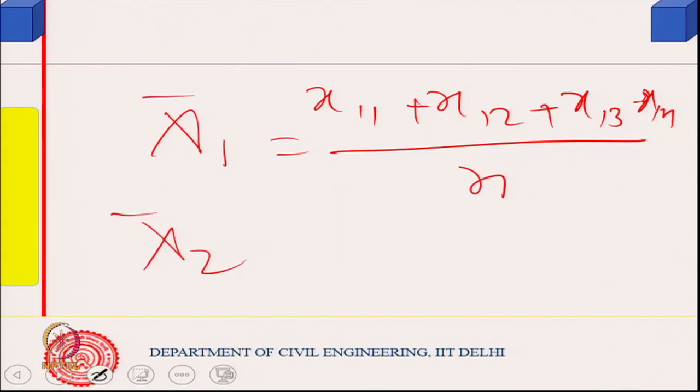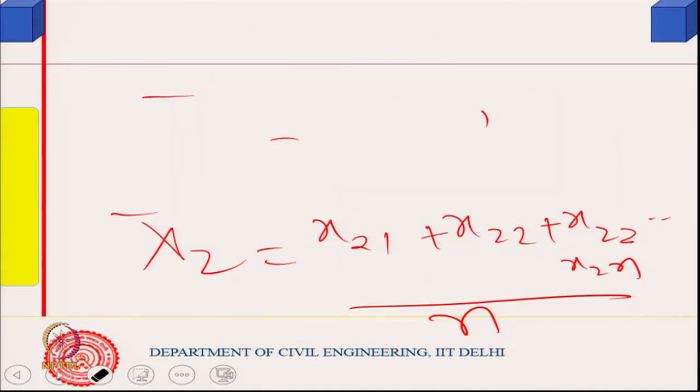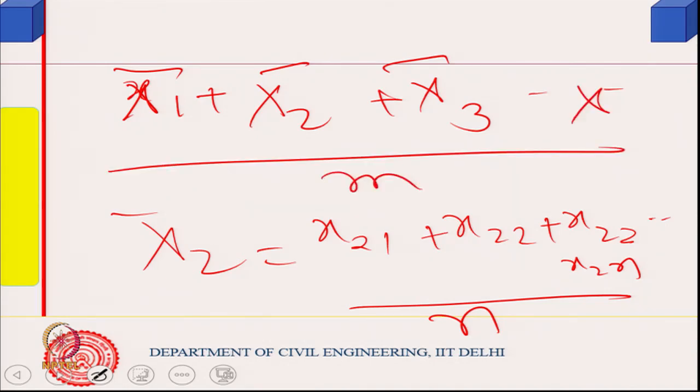x2 bar would be simply x21 plus x22 plus x23 etc., x2n divided by again n. And if I sum all of them up, that is x1 bar plus x2 bar plus x3 bar etc., and divide by m of them, xm, because I said m number of times I have repeated this experiment. So, this will be my overall x bar.